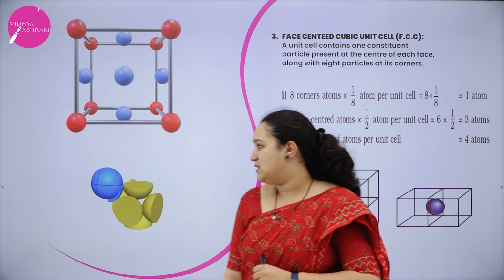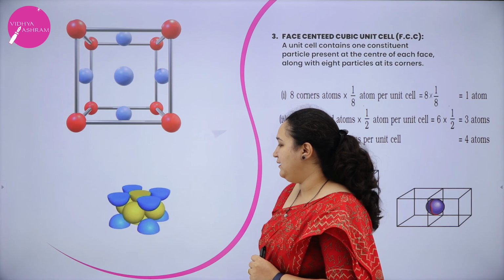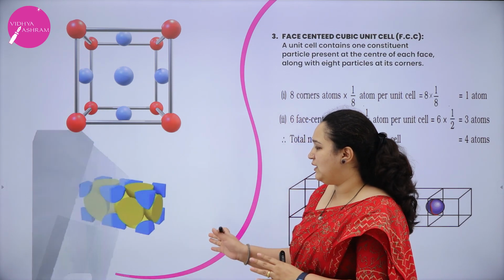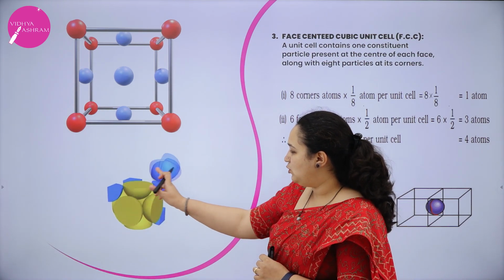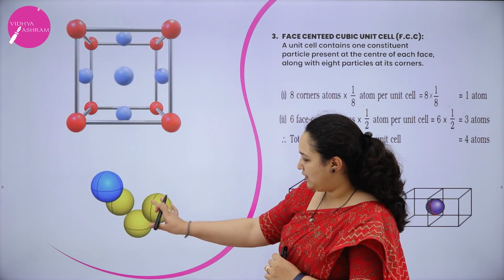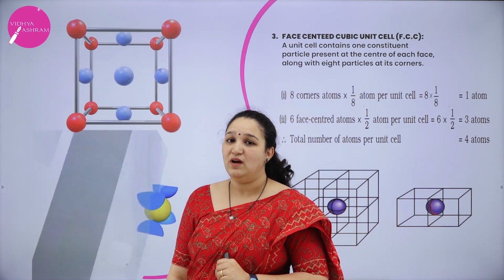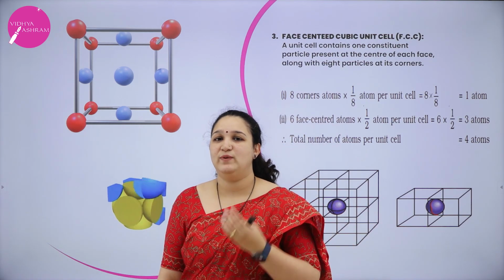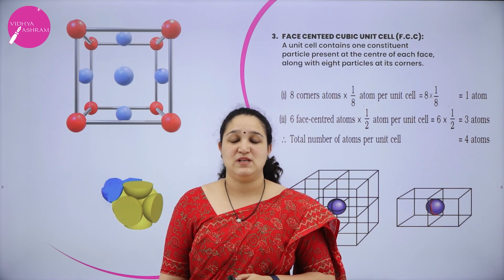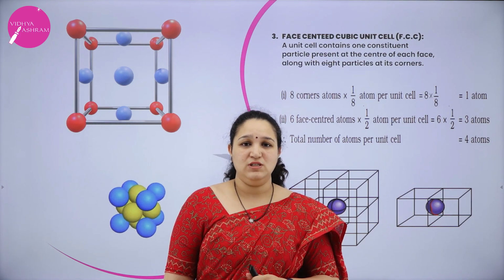Again, with this you can see how 4 atoms you will get. Just shown how they will cut. From the corners, the blue ones, you will get 1 atom. From the face centered yellow, you will get 3 atoms. So totally you will get how many atoms per unit cell of FCC? You will get 4 atoms. I hope you have understood all the 3 calculations.